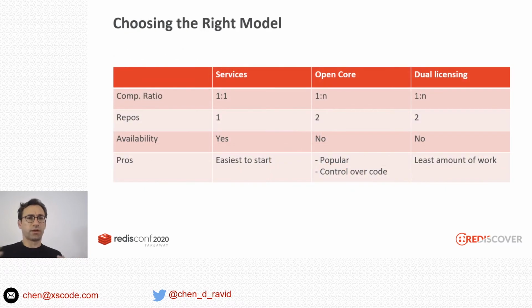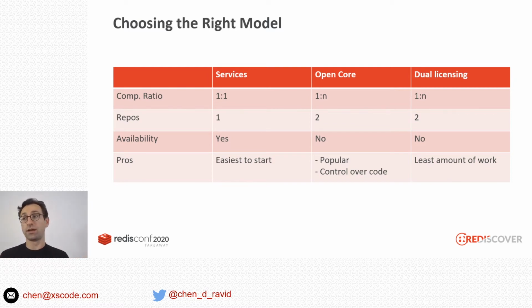So let's run a quick comparison of the three models we just discussed. First of all, let's start with services. There's something we call compensation ratio, and that means the ratio between how much you worked and how much you get compensated. The thing with services is that you have a one-to-one compensation ratio. That means that if you worked for 1 hour, you're going to get paid for 1 hour. If you worked for 1 month, you're going to get paid for 1 month.